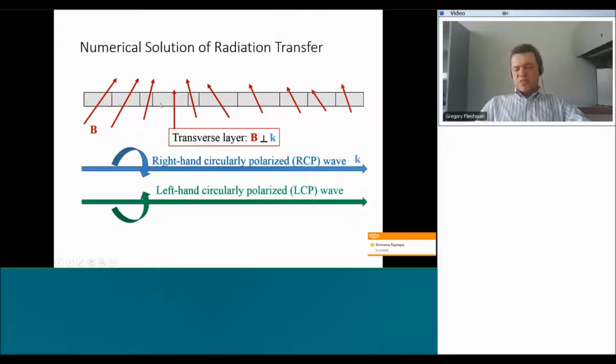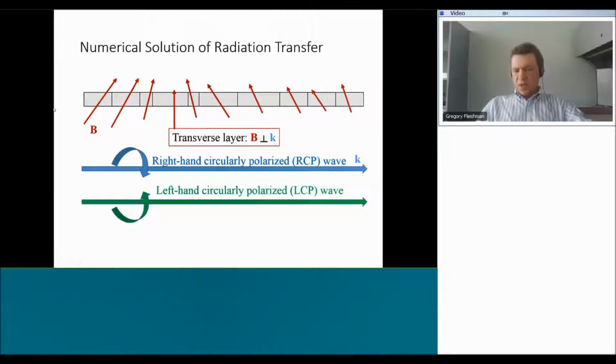wave. The problem is that in the next one, the meaning of ordinary and extraordinary mode will change. For example, if here the RCP wave mode was extraordinary, here the LCP wave mode will be extraordinary, just because the transverse component of the magnetic field reverted, which means that the projected direction here will be opposite compared to this one. And such quasi-transverse propagation layers will play an important role when you build your radiation transfer solution.